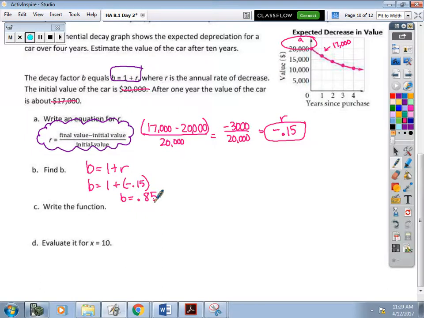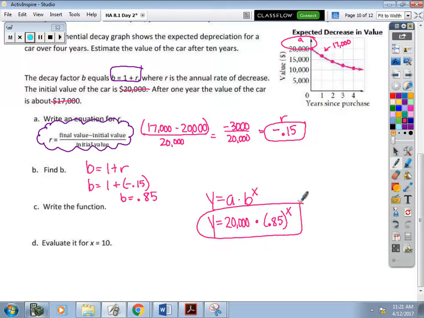Now we're going to write our function, A times B to the X, plugging in the A value that we got. Our starting value is 20,000. The B value we found is 0.85, and then our X. Again, you don't need the parentheses. I just usually put them because of the point sometimes looks like a times sign, just to be safe, but you don't necessarily need it.